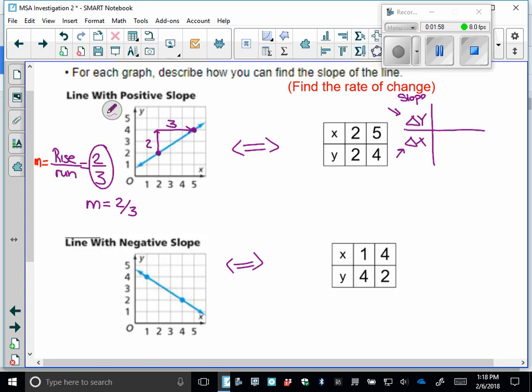And that's handy for the tables, because that way you just see what's happening to y. It's going up 2 units, and x is going up 3 units. So the change in y was 2, and the change in x is 3. And so basically, if they don't have any common factors, then you're just going to say your slope is 2/3.